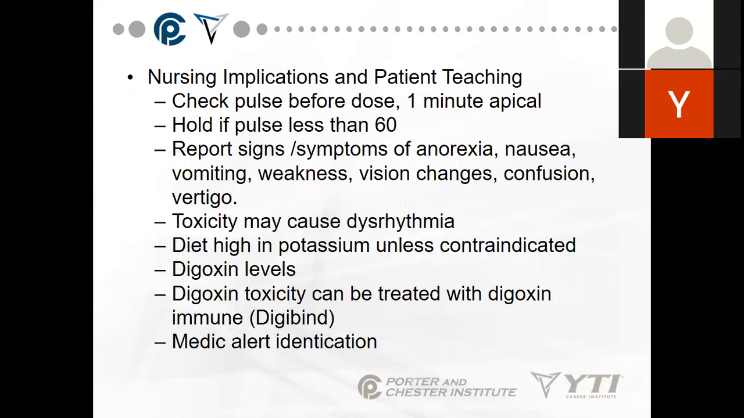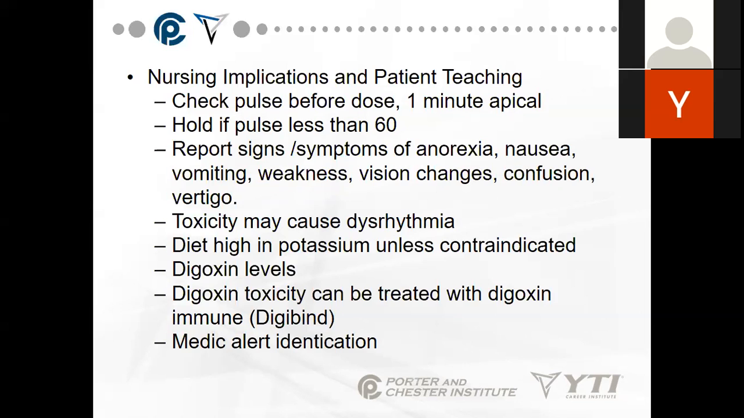They do give you some nursing implications and patient teaching here: check the pulse for 1 minute before the dose, and use a stethoscope, please, for that. Hold if the pulse is less than 60, and report signs and symptoms of anorexia, nausea, and vomiting, which can lead to digoxin toxicity. The toxicity may also cause an irregular heartbeat or just dysrhythmias. Diets high in potassium unless contraindicated.